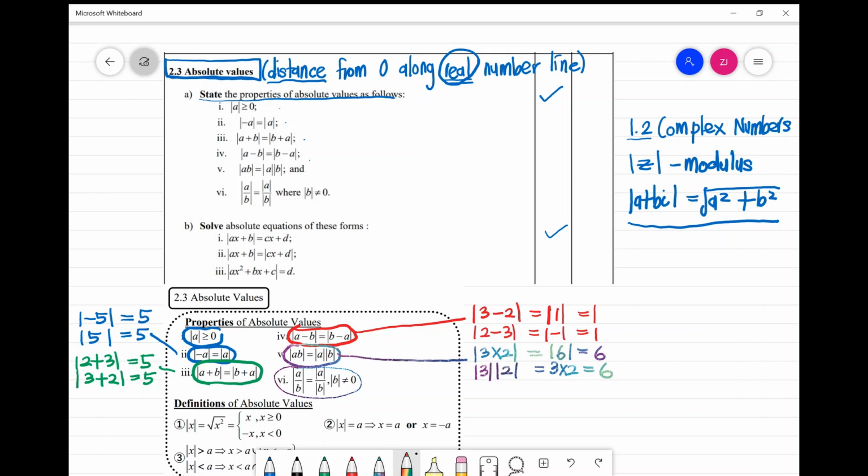If you have absolute of A over B, we can split it into absolute of A over absolute of B. Okay, so let's do an example. If you have absolute of 5 over 2, this will become 5 over 2, so the distance here is 2.5. Then what if you have absolute of 5 divided by absolute of 2? It will also become 5 divided by 2, because we know absolute of 5 is 5 and absolute of 2 is 2.